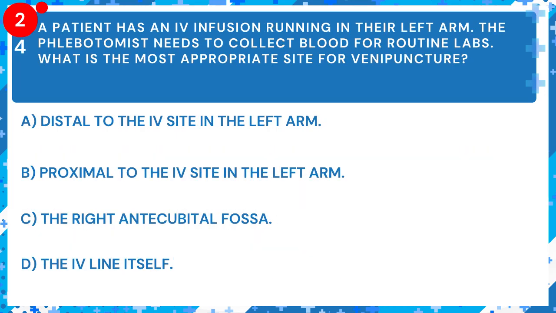Question 24. A patient has an IV infusion running in their left arm. The phlebotomist needs to collect blood for routine labs. What is the most appropriate site for venipuncture? A. Distal to the IV site in the left arm. B. Proximal to the IV site in the left arm. C. The right antecubital fossa. D. The IV line itself.